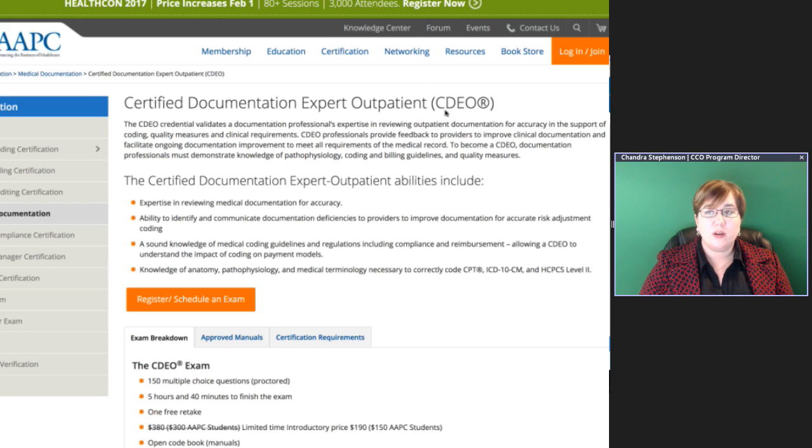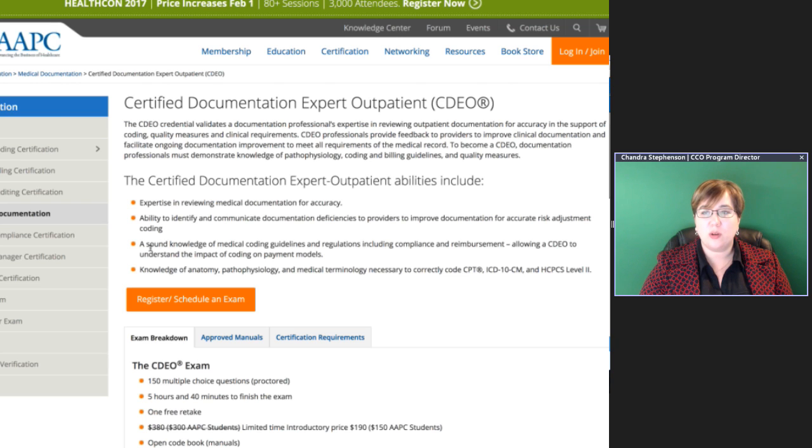And you'll notice under here, they kind of outline for you what the abilities that you need to be able to do are for this credential, and that kind of gives you an idea of what those individuals focus on in an employment role. So they've got expertise in reviewing medical documentation for accuracy, the ability to identify and communicate documentation deficiencies to providers, to improve documentation for accurate risk adjustment coding. So it takes into account risk adjustment as well as fee for service.